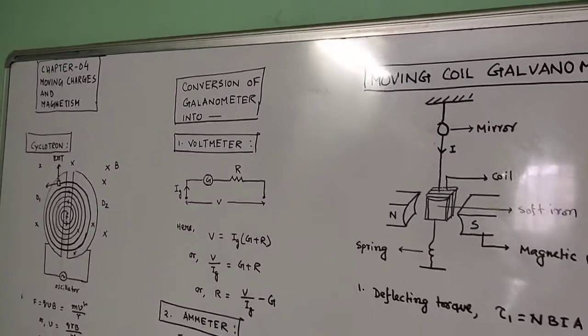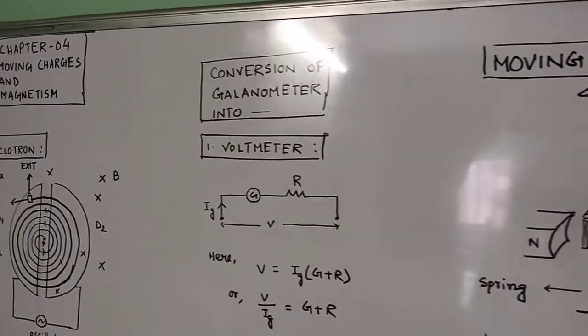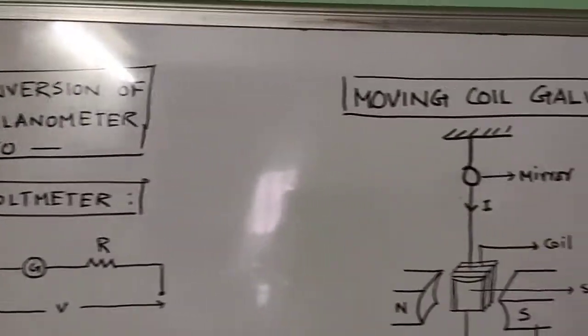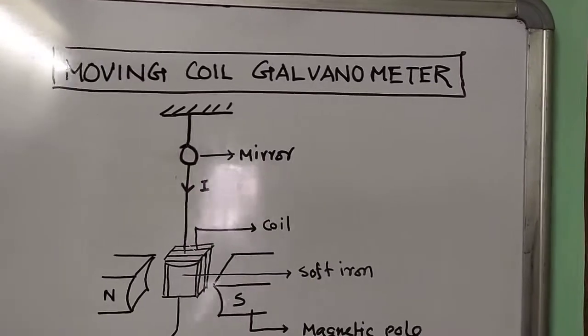Good morning students. Few things we are going to discuss today from chapter 4, moving charges and magnetism. The first topic which we are going to discuss is your moving coil galvanometer.